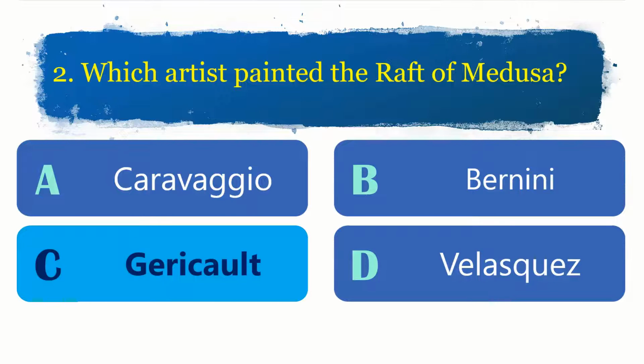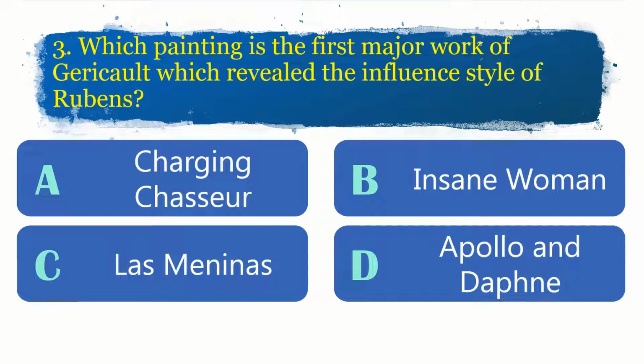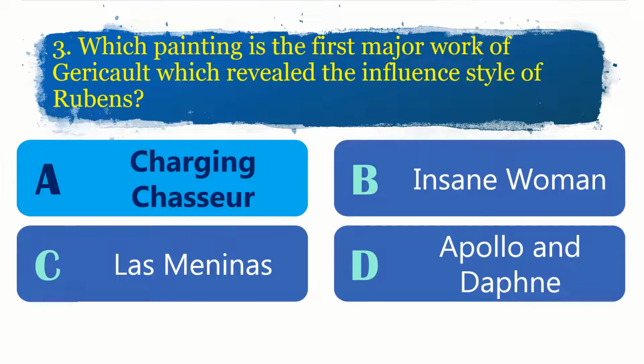Gericault. 3. Which painting is the first major work of Gericault which revealed the influence style of Rubens? A. Charging Chasseur. B. Insane Woman. C. Las Meninas. And D. Apollo and Daphne. The correct answer is A.